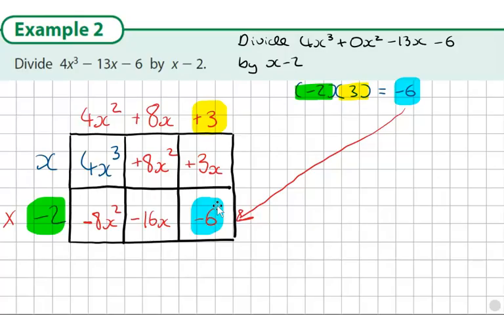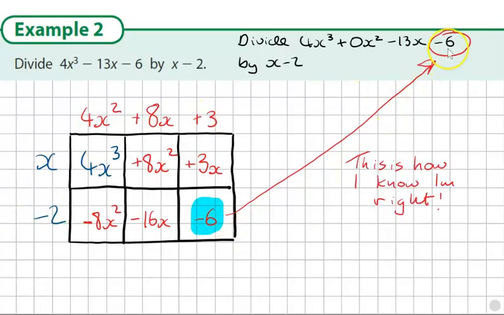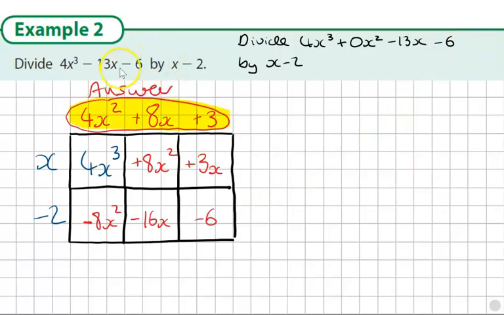And this is how we know we're right, because minus 6 is our final term in our dividend. There's another way to check we're right by multiplying out the box, and we'll do that now in a second. So our answer is 4x squared plus 8x plus 3. So this is our quotient.